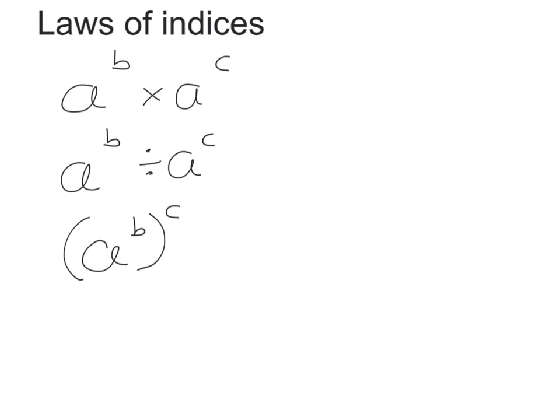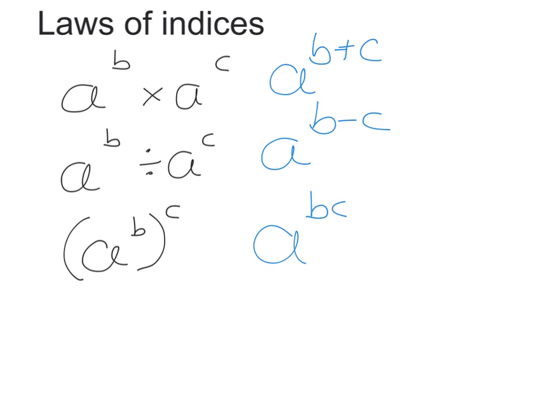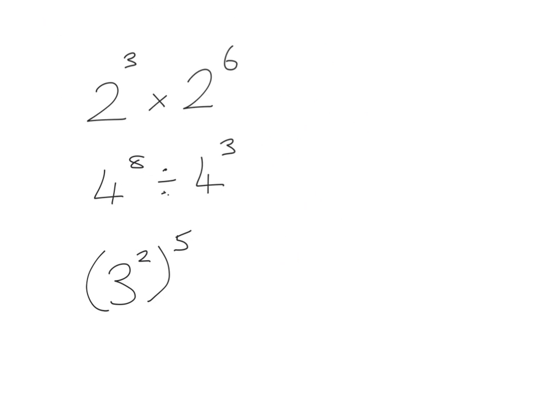Now your laws of indices, very simple. If you're multiplying numbers in index form, you add the powers. If you're dividing numbers in index form, you subtract the powers. If you have a double power, you multiply them. So let's look at examples.